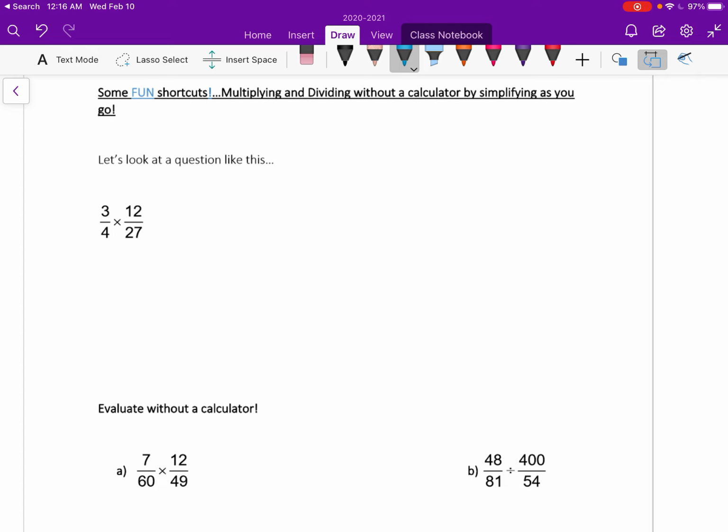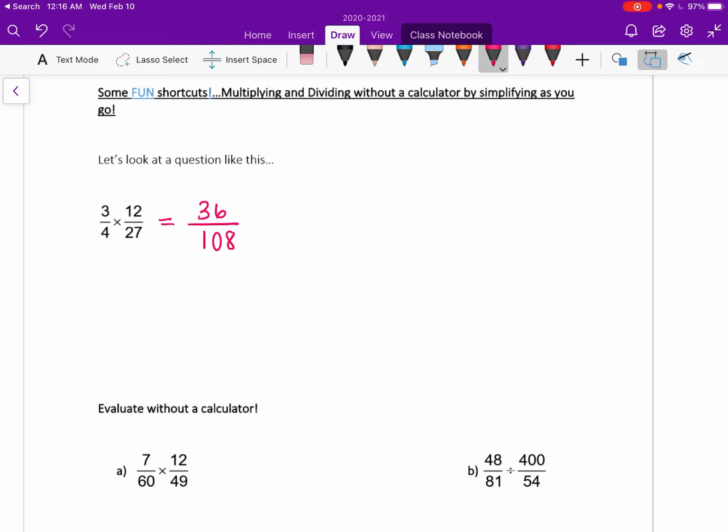I'll show you a really quick shortcut. This saves me a lot of time on a test. If you have a question like this, there's something called the butterfly method that you might have learned in elementary school, right? So normally how you would do this is when you're multiplying fractions, you take the 3 and the 12 and you multiply together, right? So let's just do that. We have 3 multiplied by 12. That's going to give me 36. Then I have 4 multiplied by 27. Ooh, that's a lot of work, 108.